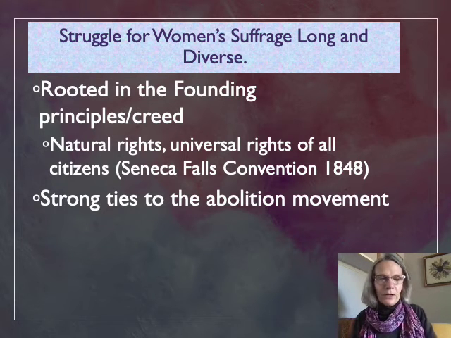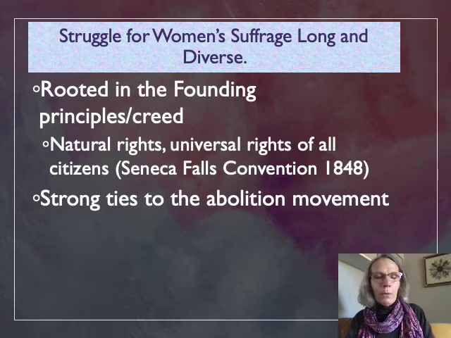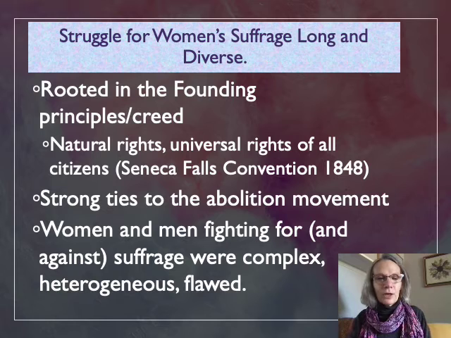The struggle for women's suffrage also has very strong ties to the abolition movement in the United States, which you'll learn about in the other videos. Women were on the front line fighting for the end of slavery, and they used that political energy to then also say, you know what? Slavery is wrong, and also denying women rights is wrong as well. And so there are strong ties to the abolition movement.